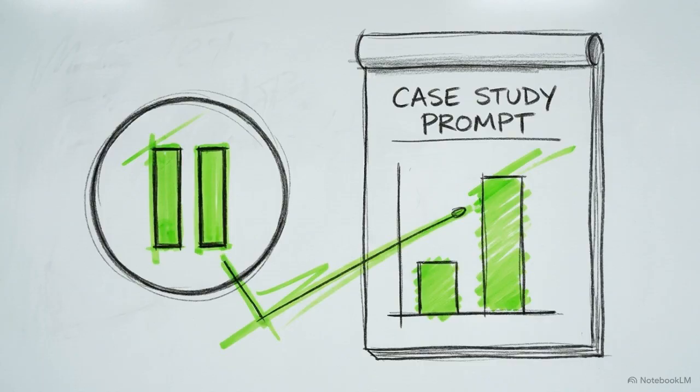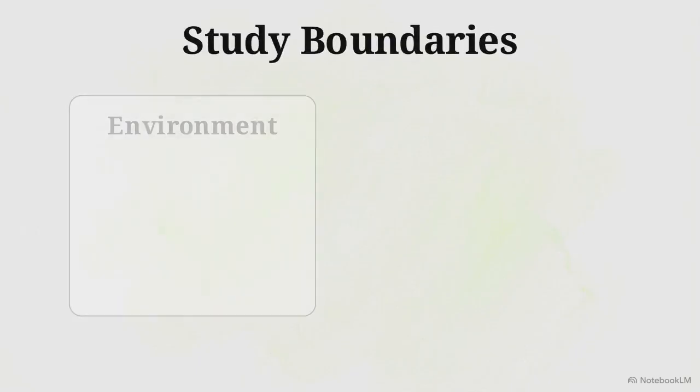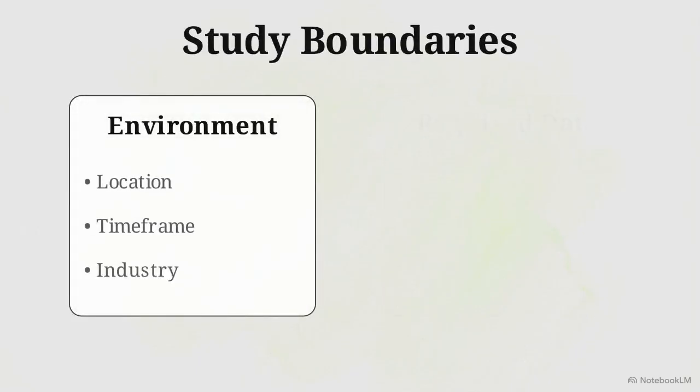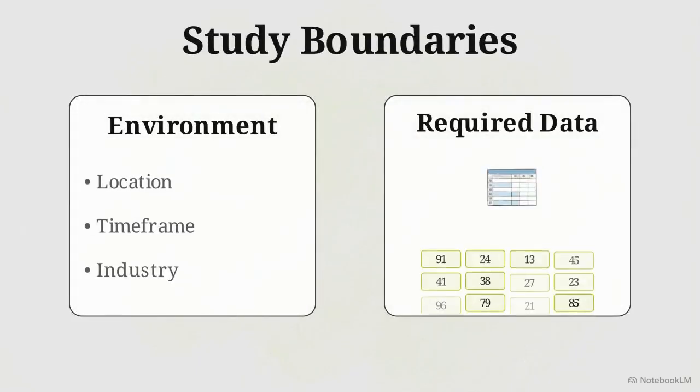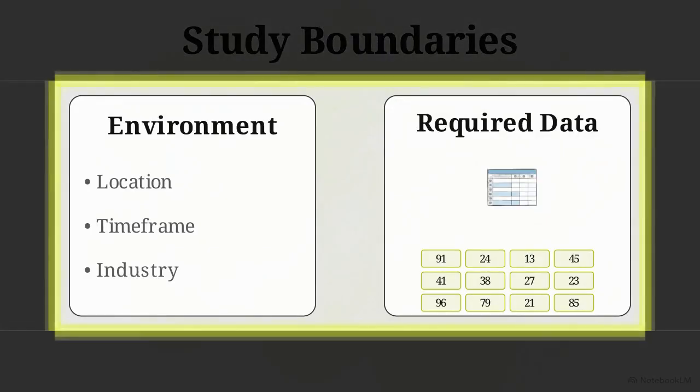Let's test this. Pause the video. Imagine your broad starting topic is: why is productivity in Japan so much higher than in India? Write down 3 specific constraints you would add to that sentence to make it testable. Passing your idea through literature and experience surveys establishes the absolute boundaries of your study. You now know exactly what environment you are testing and what data you must collect.